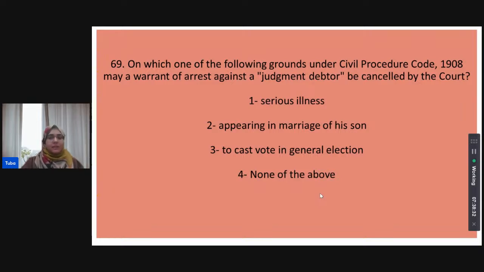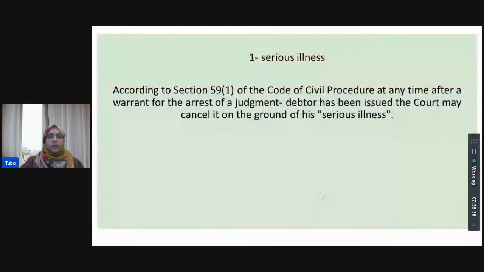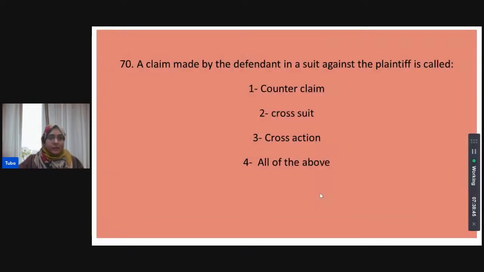Shaktija thinks it's serious illness. I've started the timer. Divya also thinks it's serious illness. That is correct. Section 59(1) provides that such warrants may be cancelled if the ground found is serious illness.